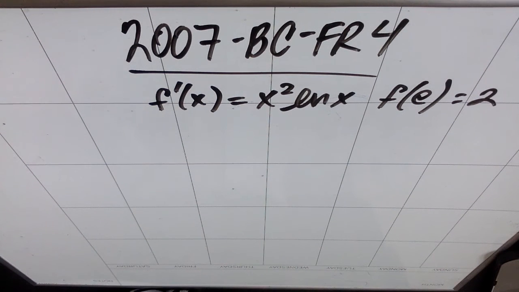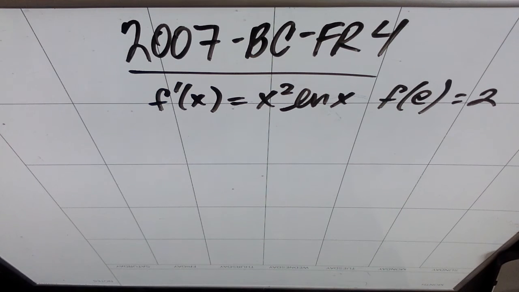BC for response 4. Let f be a function defined for x greater than 0 with f of e equaling 2 and f prime, the first derivative of f, given by f prime of x equals x squared natural log of x. Part A, write an equation for the line tangent to the graph at the point e comma 2.